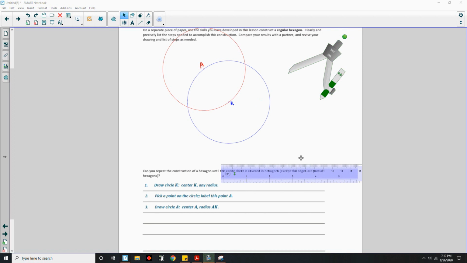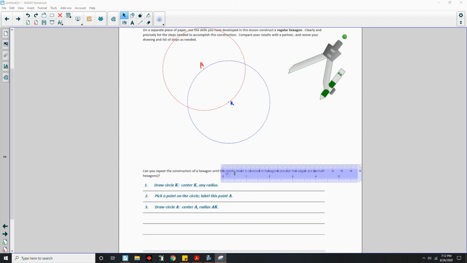Okay, so I kind of did 2 things there. So I brought in 2 descriptions. After we drew circle K, we put a point on the circle and labeled it A. That's right there. Then we drew circle A centered at A with a radius of AK. All right, so there we have it.